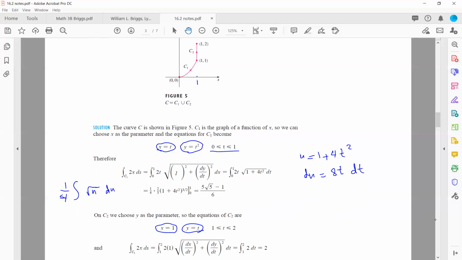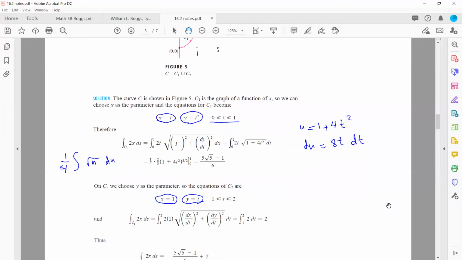So we plug in 1 for x. Then for ds, we have the square root of dx over dt squared plus dy over dt squared. Since x is constant, the derivative is 0. y is t, the derivative is 1. So you get the square root of 0 plus 1 squared, which is the square root of 1, which is 1. So you can forget about this expression here. You are taking the integral of 2 dt, t ranges between 1 and 2. This is equal to 2t, t ranges between 1 and 2, which is 2 times (2 minus 1), or 2.